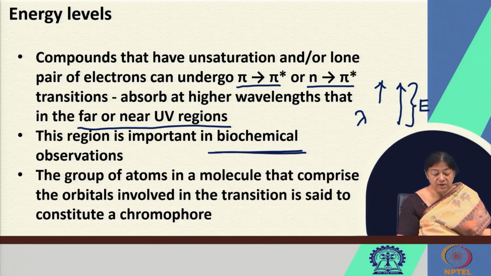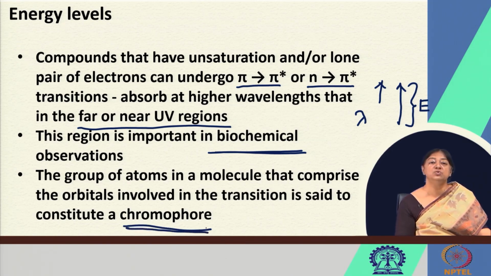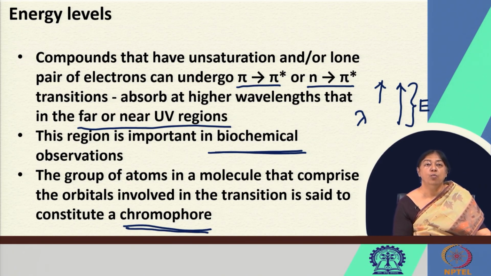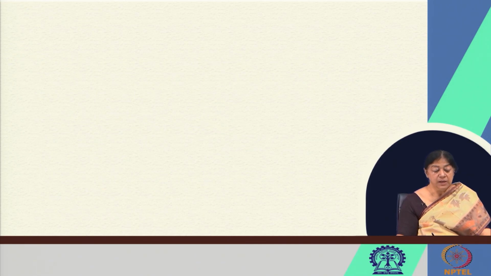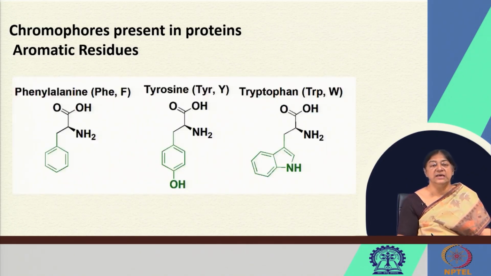Because we have a group of atoms in a molecule, we know this chromophore is going to be important to us in understanding what the chromophores are in proteins. So when we look at the chromophores in proteins, these are the aromatic residues. Which are the aromatic side chains? They are phenylalanine, tyrosine and tryptophan.